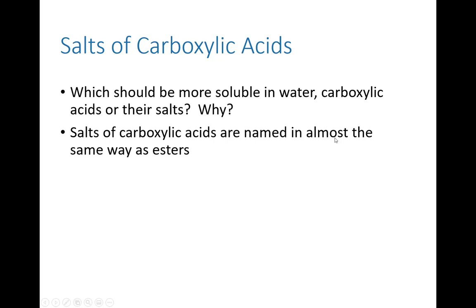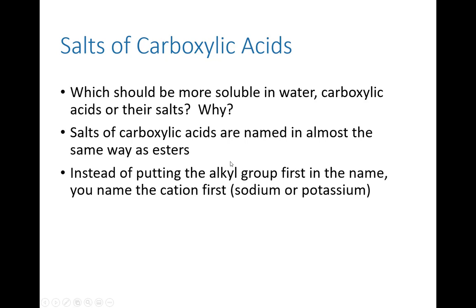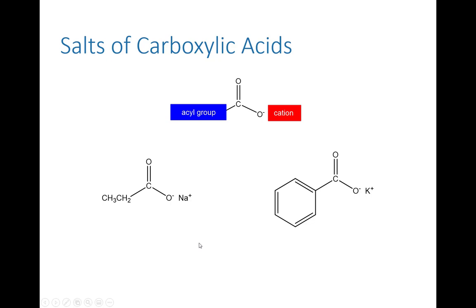Salts are named very similarly to esters. So instead of there being an alkyl group, we just say the name of the cation, either sodium or potassium, as the case may be. And you can see it looks a lot like an ester in terms of its structure, the way I have it drawn here. So we just say the cation and then the acyl group. So for example, this compound here, it is a salt of a carboxylic acid.